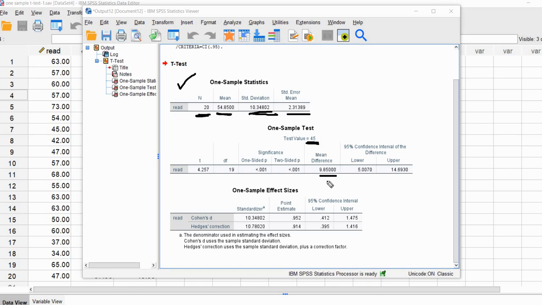As we're looking at our output, you'll notice too that we have a t-value given right here, and this t-value is computed from our data. The reason why this is important is that our test is relying on a sampling distribution of t.